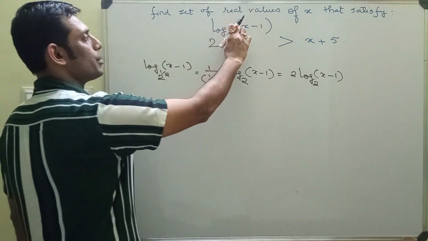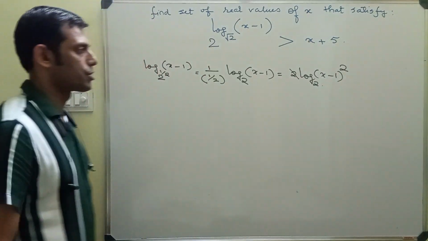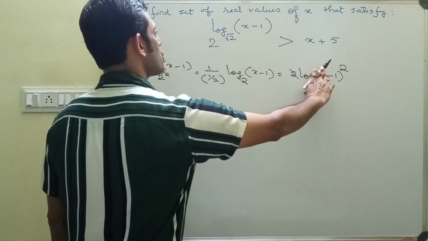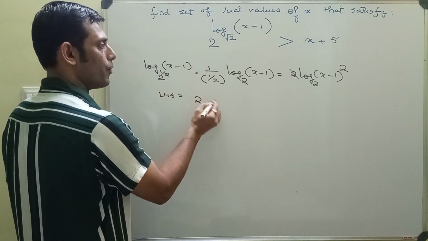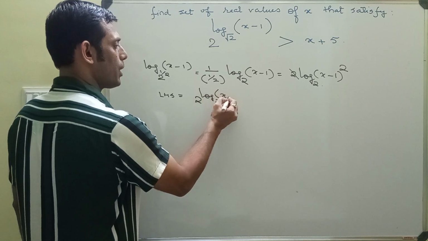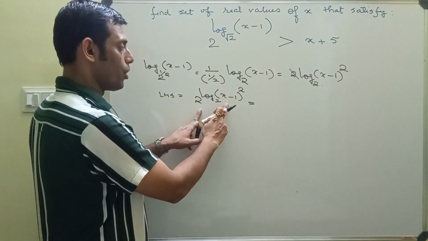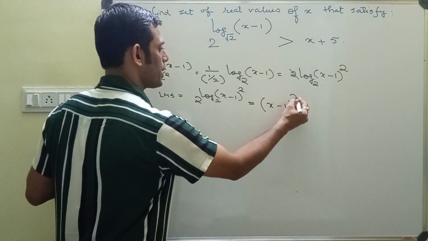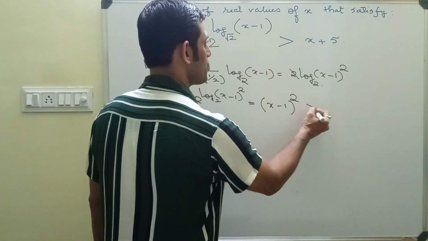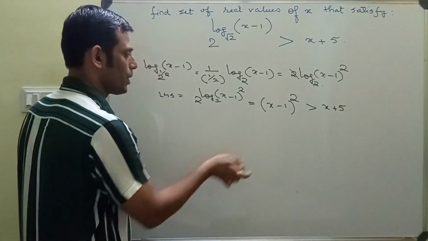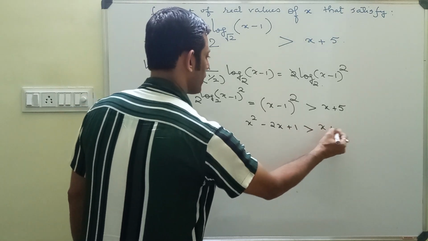This thing which is at the power becomes this thing. Let's rewrite the left hand side. The left hand side becomes equal to 2 power log base 2 into x minus 1 whole power 2. What would you say this is equal to? By definition of log, this is equal to exactly x minus 1 whole square. That means if this left hand side is greater than the right hand side, I can solve this quite easily. X square minus 2x plus 1 greater than x plus 5.